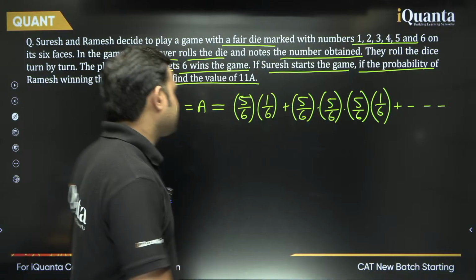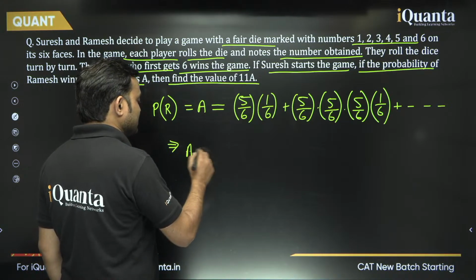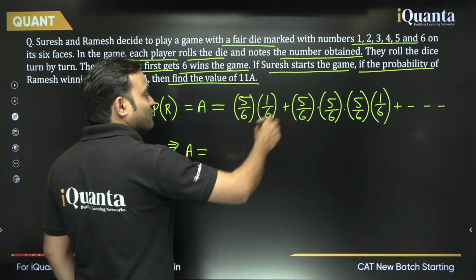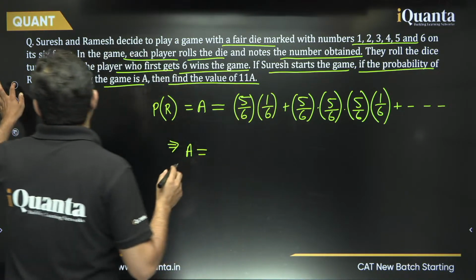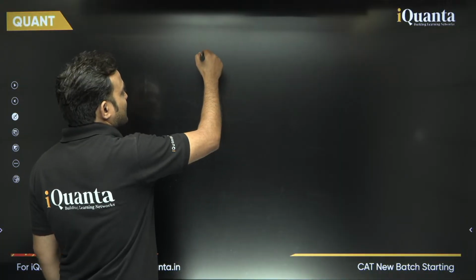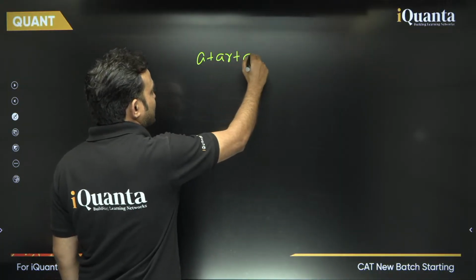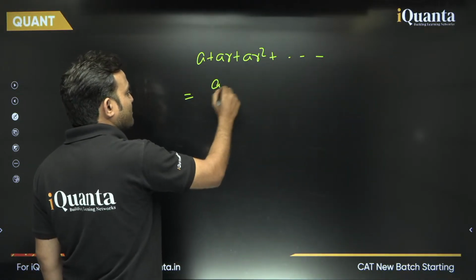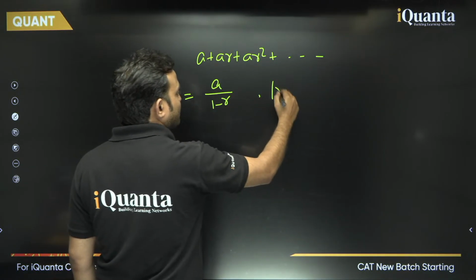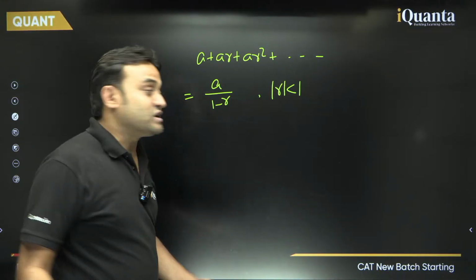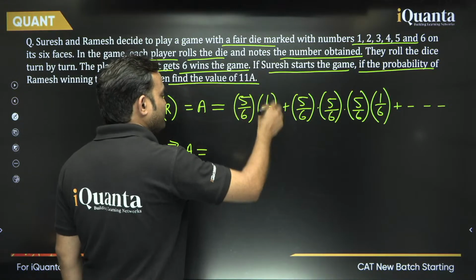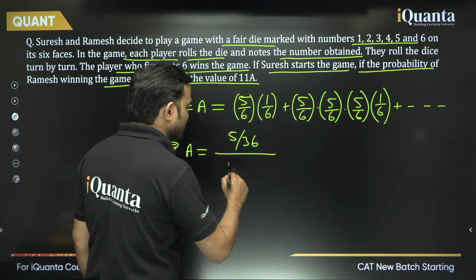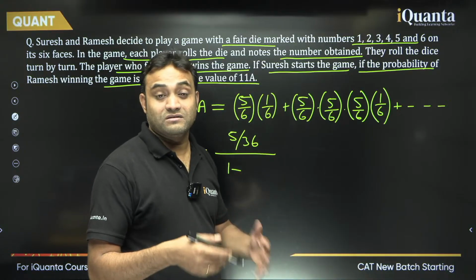So how do we find this sum? Can I say this is nothing but a geometric progression series, right? The first term will be 5 by 36. In any GP series, what do we know? If it is A plus AR plus AR square till infinity, this is equal to A upon 1 minus R, where mod of R is less than 1. So in that case, our first term is 5 by 36, divided by 1 minus, what is the common ratio?